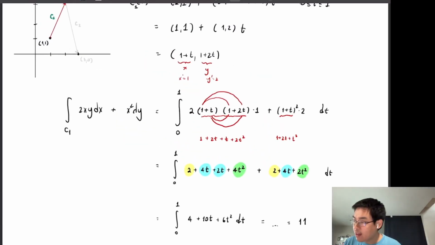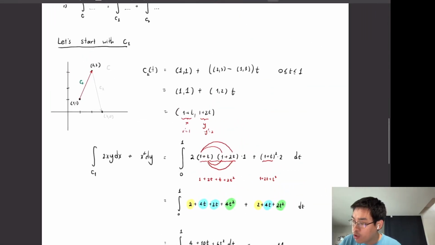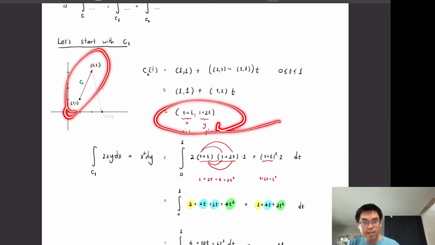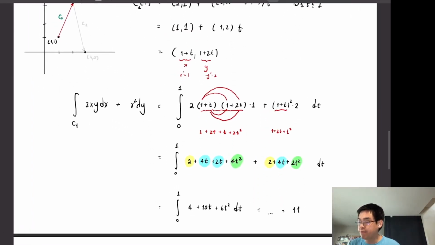Okay, so with that, let's conclude what happened here, right? When you start with C1, you find a parameterization of C1 that looks like this. Use the formula that you have, like A plus (B minus A)t. You get a parameterization of the line. Then you combine them and do the integration. All right, let's do the same thing for C2.